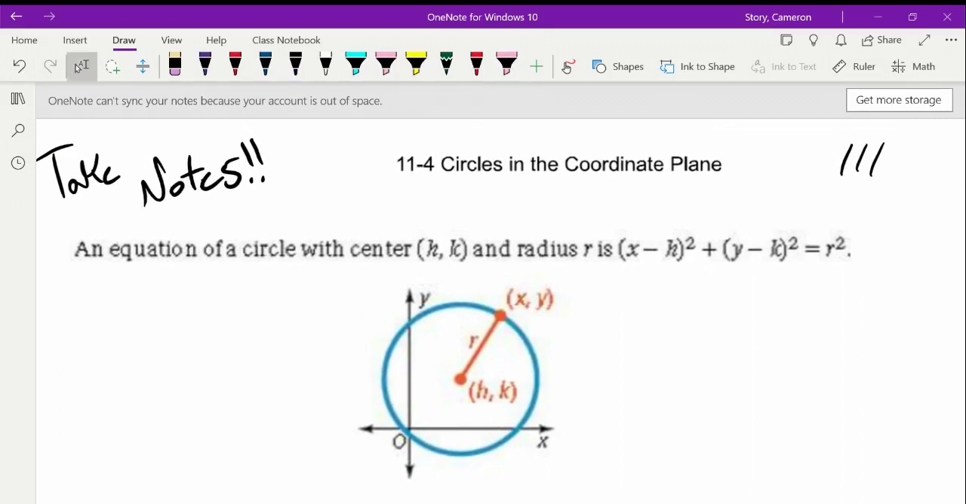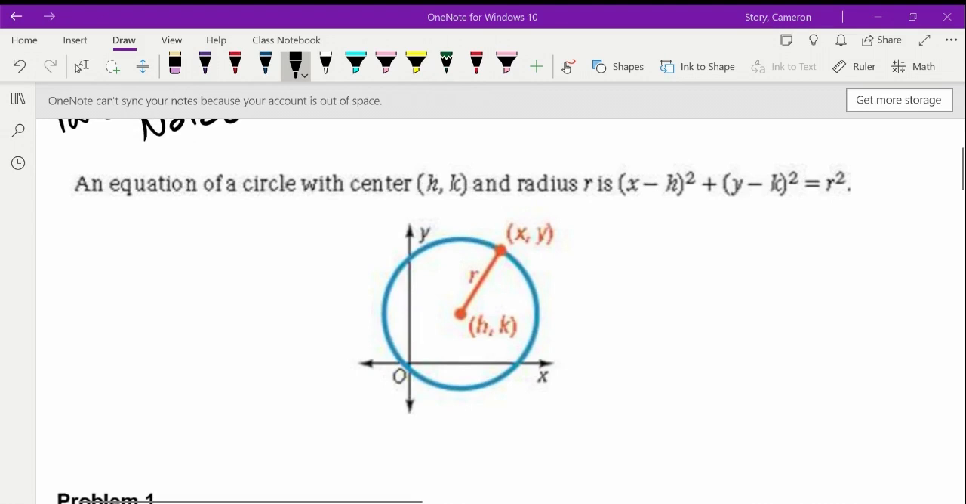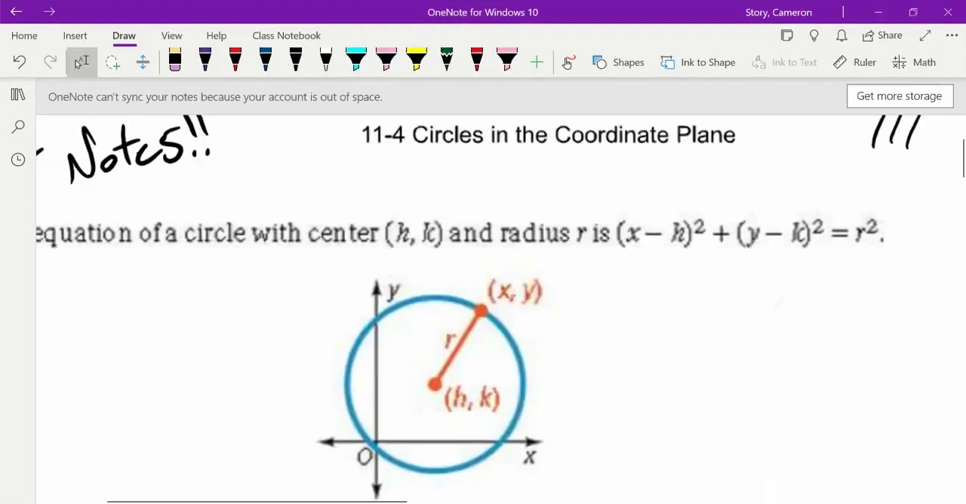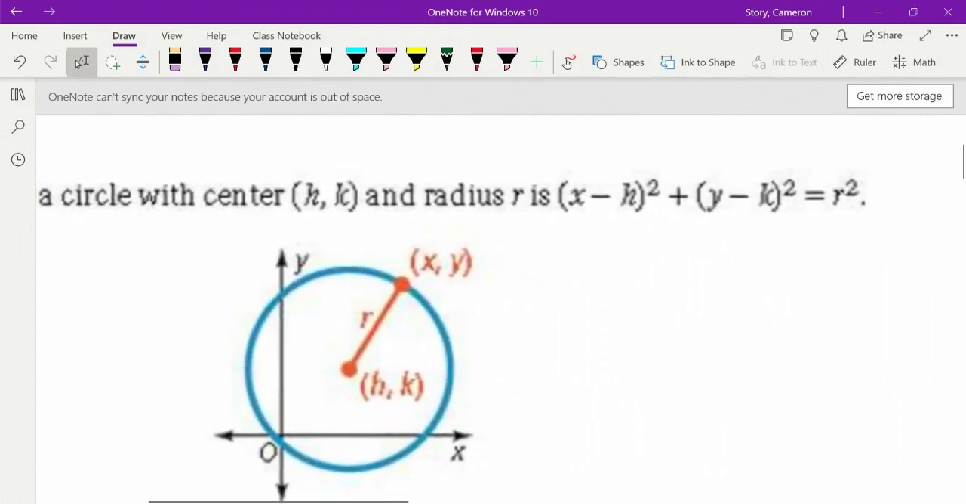Alrighty, today we're going to be taking notes and then doing a short Delta Math assignment just over circles and how you can graph them on Desmos, and certain problems involving coordinate planes and graphing circles and all of that. The main idea here is that if you have an equation of a circle with a center at (h, k), then the equation for the circle with a radius r is going to be (x minus h) squared plus (y minus k) squared is equal to r squared.